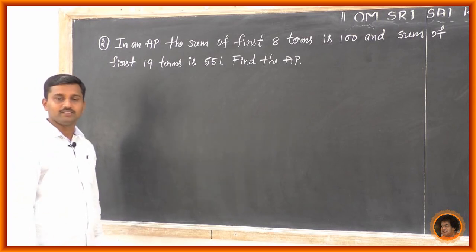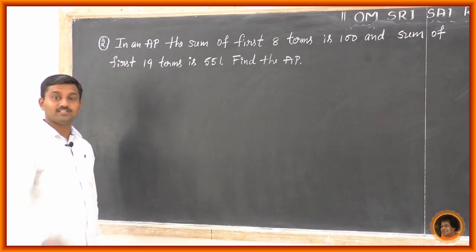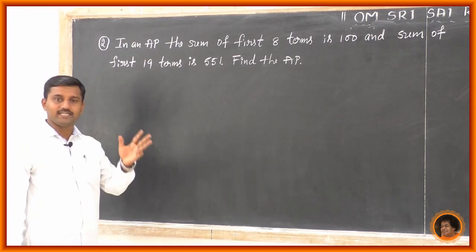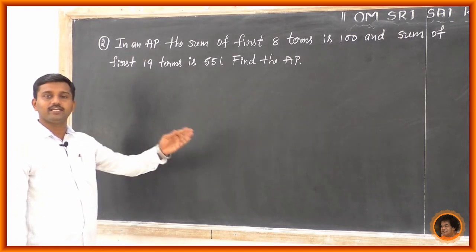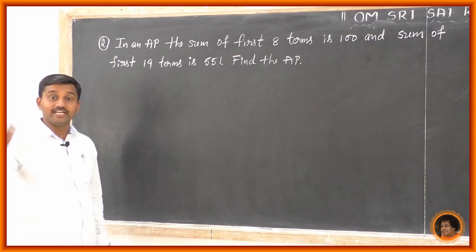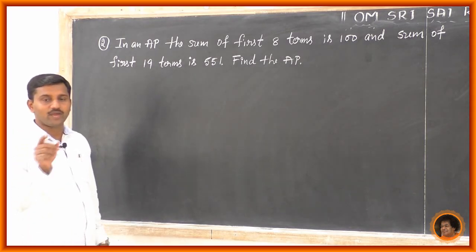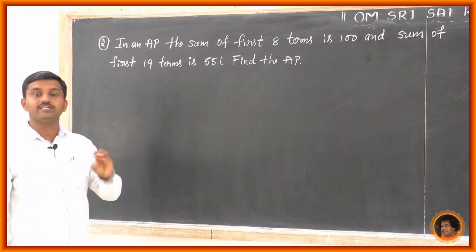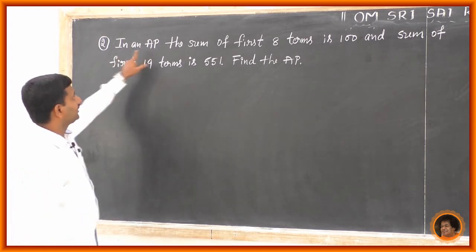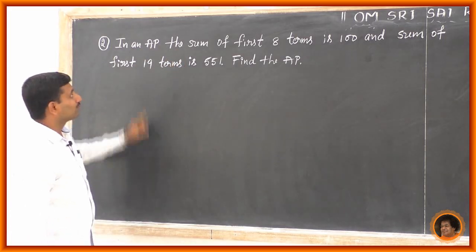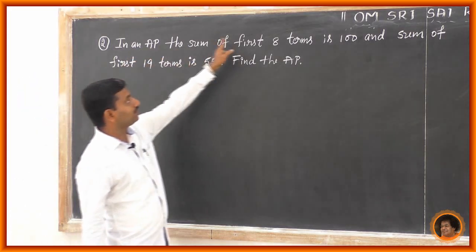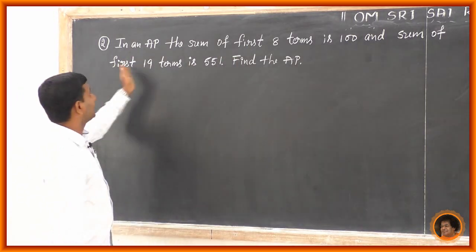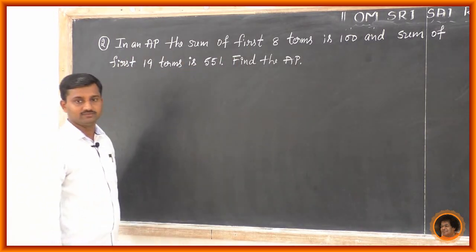How to write the AP? Just recall the general form. The general form of the AP is a, a + d, a + 2d, a + 3d, and so on. To write the AP, we need the value of a as well as d. So first we find the values of a and d with respect to the conditions given. Here two conditions are given. One is that the sum of the first 8 terms is 100, and the next one is that the sum of the first 19 terms is 551.